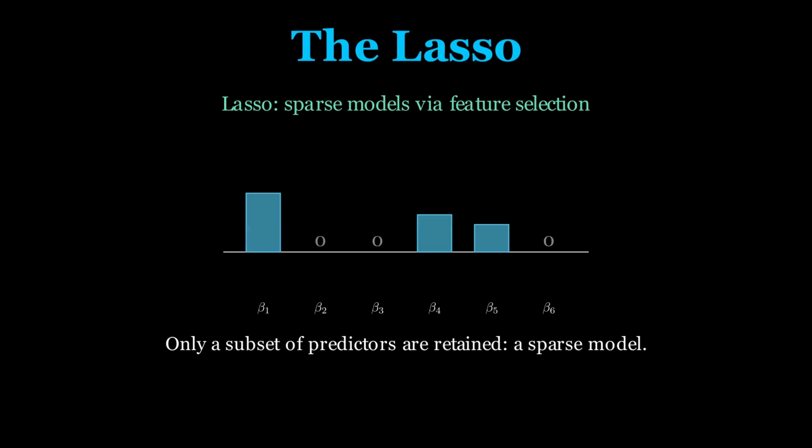This automatic feature selection makes the lasso particularly useful for creating simpler, more interpretable models that often generalize better by avoiding overfitting.